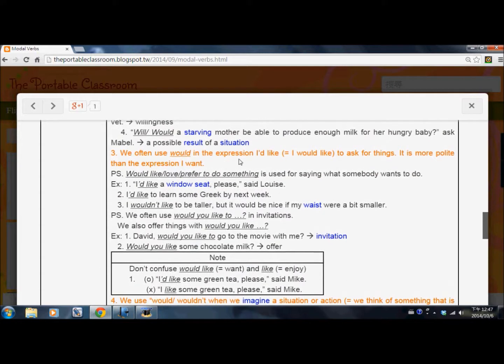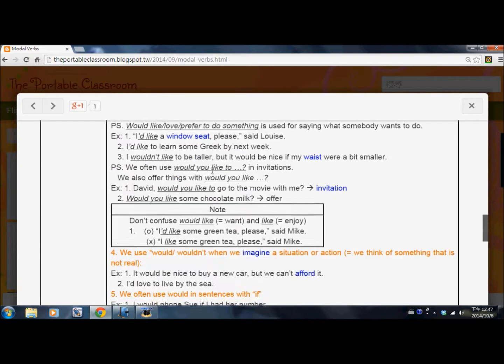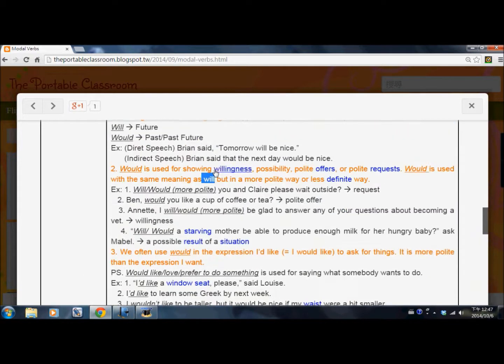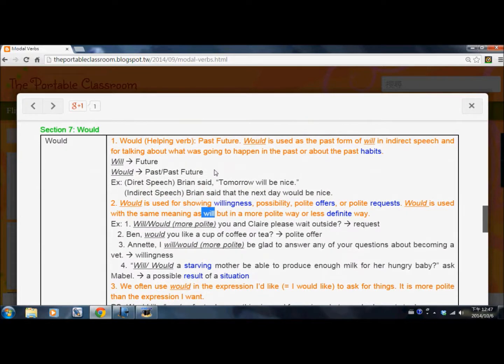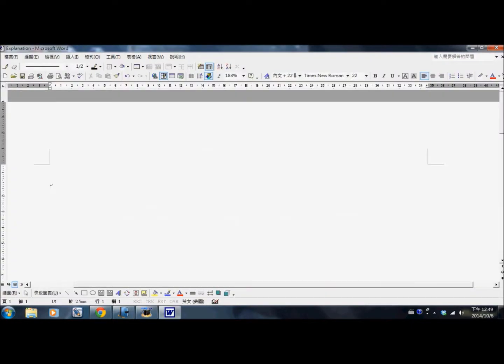Number three, we can use would in expressions like I would like, I'd like, a contraction, to ask for something. It's more polite than the expression I want. And there are two more at the end, but first let's talk about the three ways of using would that we have learned so far. Alright, first let's take a look at the three things that we know about would.